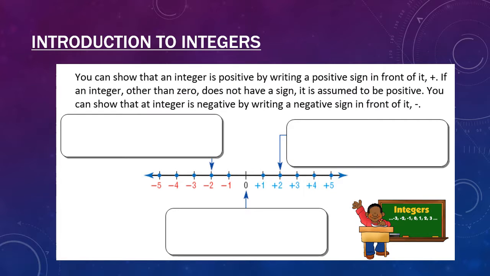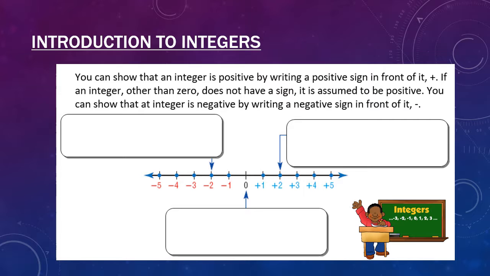At the bottom of your page, we have this little diagram, and I'm going to read what it says. It says you can show that an integer is positive by writing a positive sign in front of it that looks like a little plus sign. However, do you ever see those little plus signs? No. So if an integer other than 0 does not have a sign, you can assume it's positive. We don't write those positives because it would have confused you when you were learning your numbers. So if you see the plus sign, it just means it's positive. If you don't see one, it's also positive.